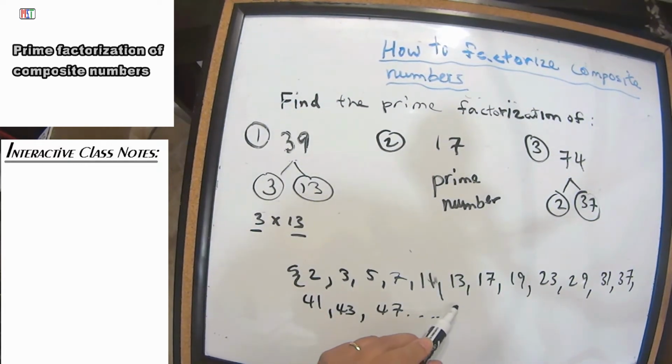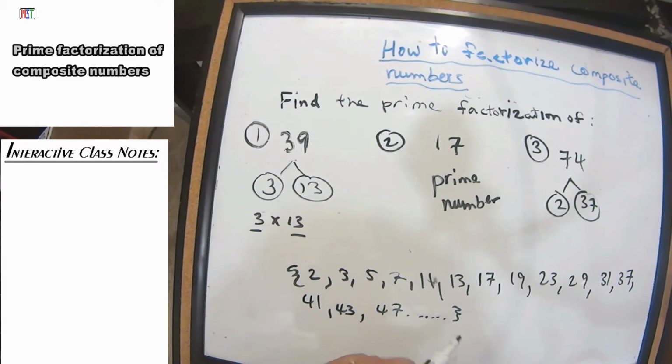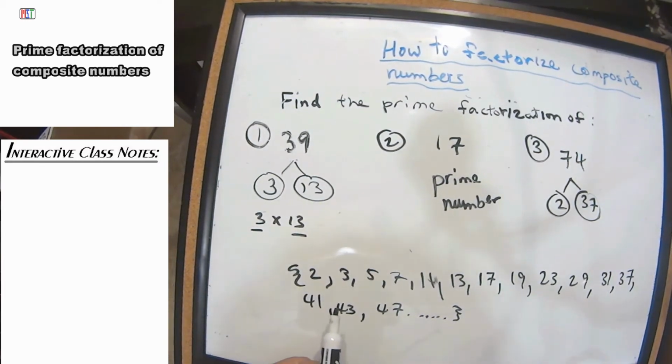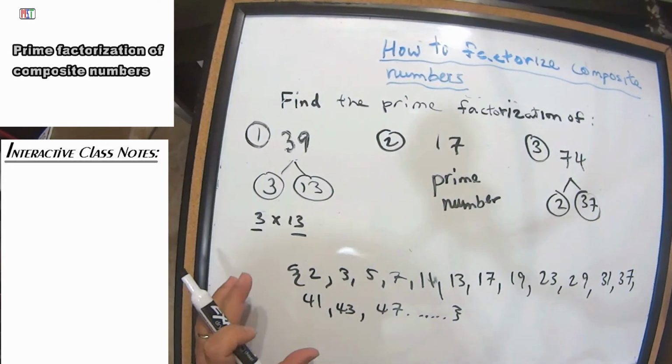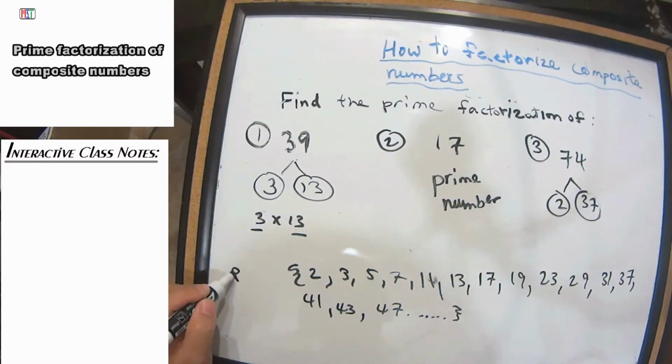Okay, in fact, there's a huge amount of prime numbers, and my guess is probably close to infinite. Again, I can't prove that to you, but all I know is that there's a lot of prime numbers. So have a look at this set of prime numbers.